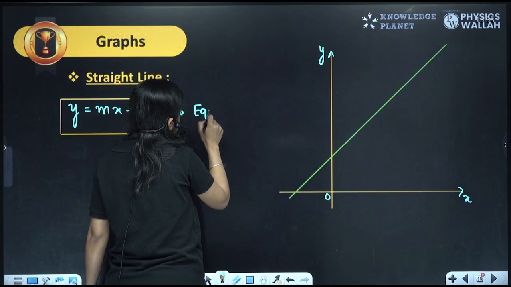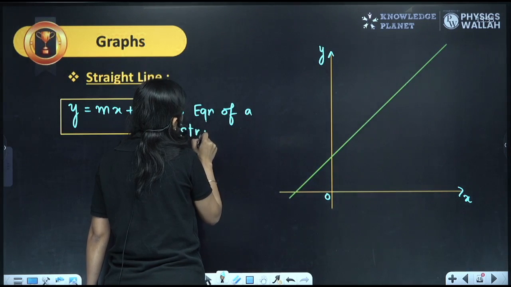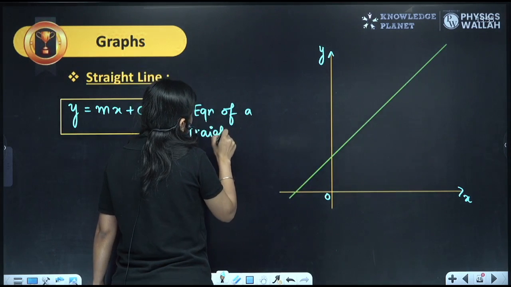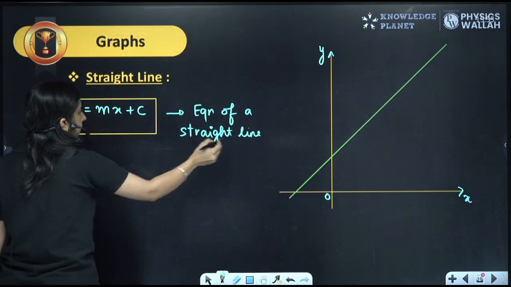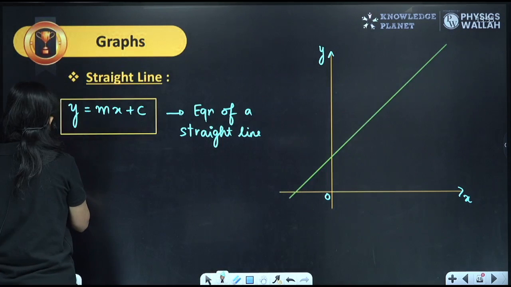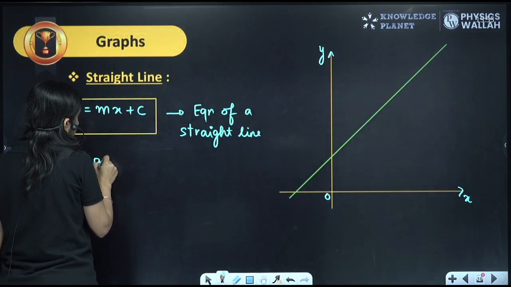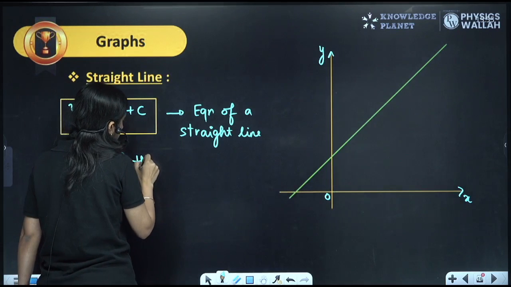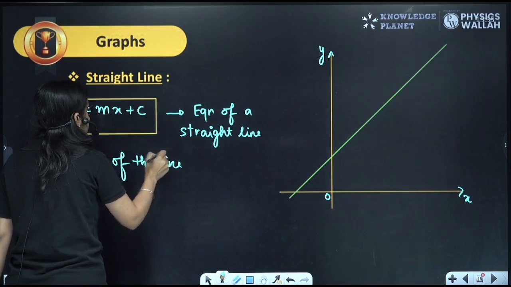This is the equation of a straight line, where m is the slope of the line. M is the slope of the line. So what is slope?